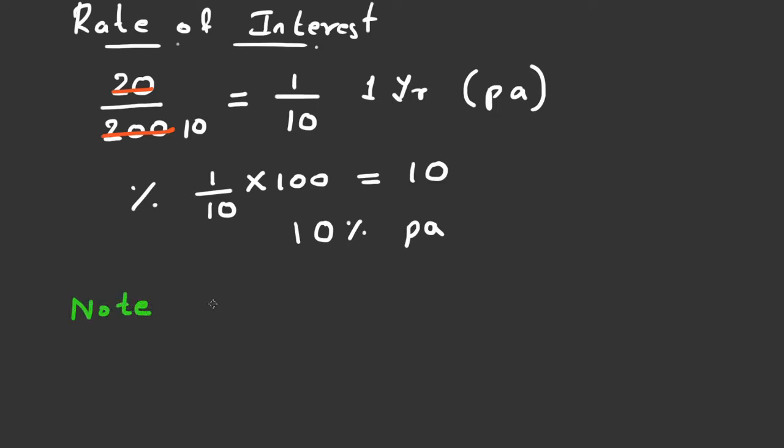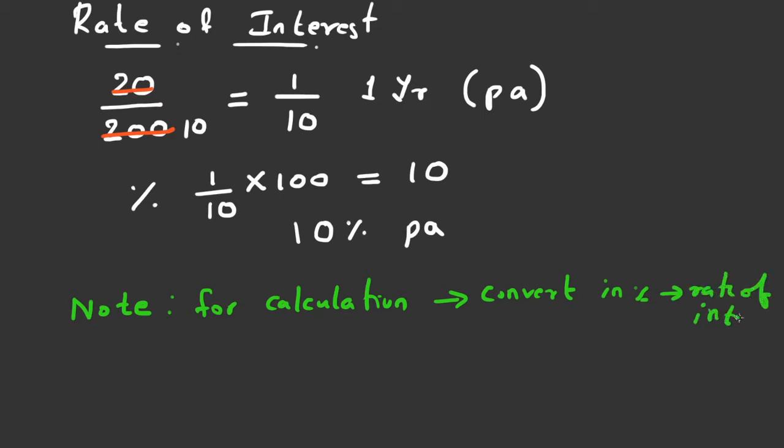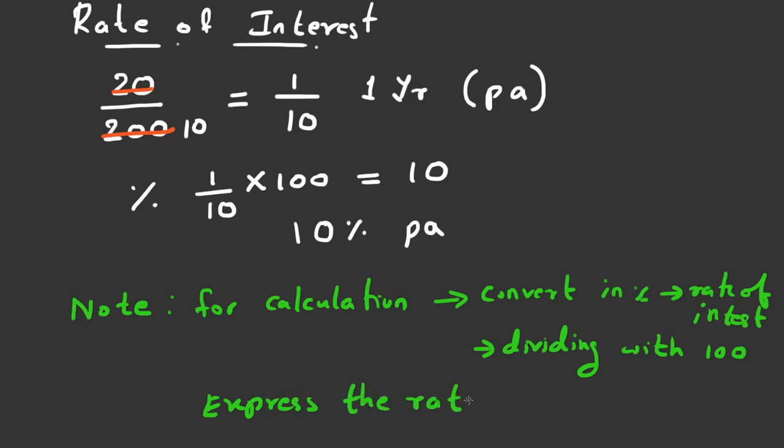Here, you need to remember something while doing numericals of this type. For calculation purposes, convert rate of interest in percentage to rate of interest. How is it possible? We convert rate of interest to percentage by just multiplying with 100. So if it is given in percentage, then just divide it by 100. When you are writing the last answer, express the rate of interest in percentage.